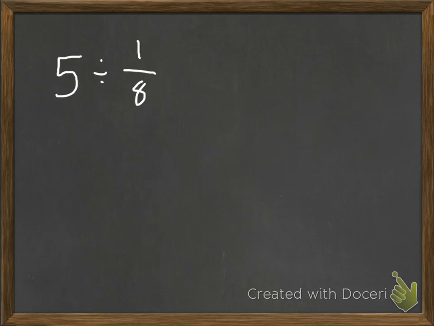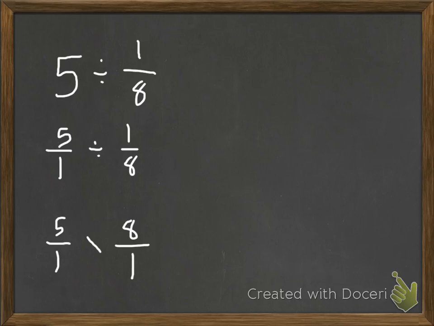Now let's try another one. We have 5 divided by 1/8. Step 1 is to put the 5 over a 1. And then we're going to keep the first number, flip the second number, and change the sign. So keep, flip, change. KFC. And then we can go ahead and work it out. 5 times 8 is 40. Bring over the 1, and of course 40 divided by 1 is 40.